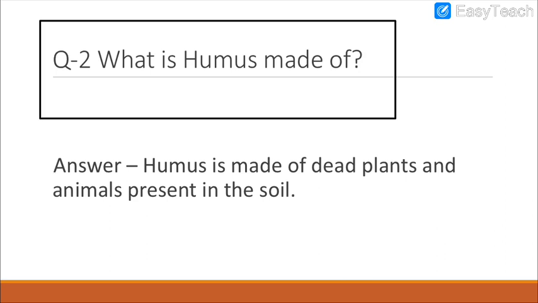Okay, so the next question is, what is humus made of? Now this is a very important question. You need to know how humus is made and of what it is made. So the answer is here. Humus is made of dead plants and animals present in the soil. It's very clear. In the match the following it was also there.